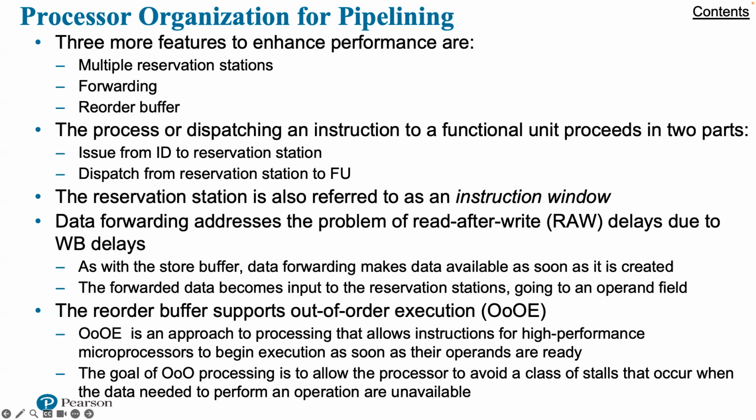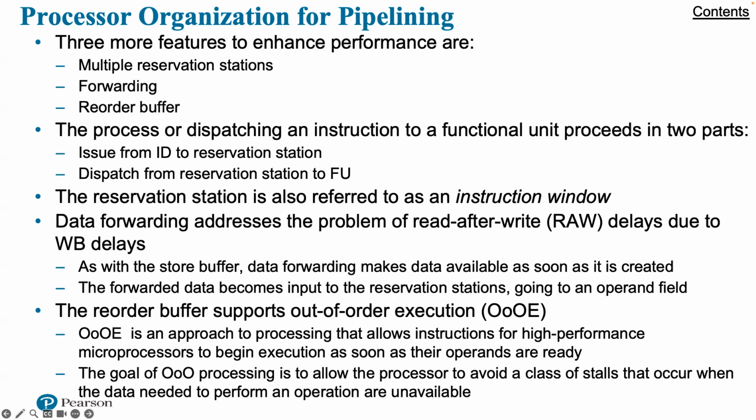The process of dispatching an instruction to a functional unit proceeds in two parts. There's the issue from an ID to the reservation station. Each slot in the reservation station serves the role of a virtual FU to which the ID issues an instruction. There is no stall unless all of the slots in the reservation station for a given FU are in use. That is, the buffer is full.